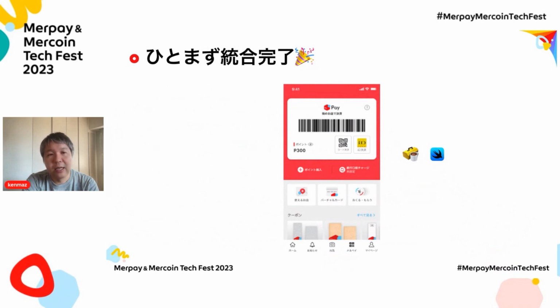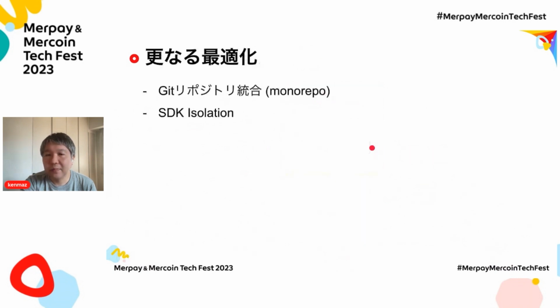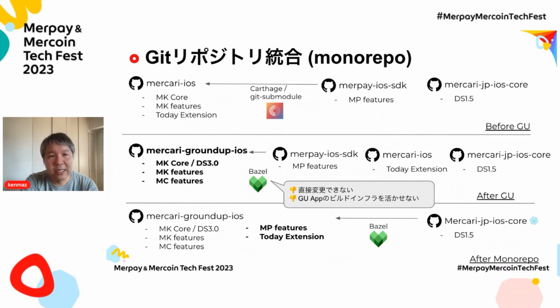And the GroundUp application, which took about a year or two to complete, has been released. All Mercari apps are rewritten in SwiftUI, but the Merpay tabs are still in UIKit. Integration is complete, but future optimization remains. One is Git repository integration. Before GU started, the Mercari iOS repository was used to manage the Mercari code, the Merpay iOS SDK was managed as a separate repository, and the design system was imported by Carthage.